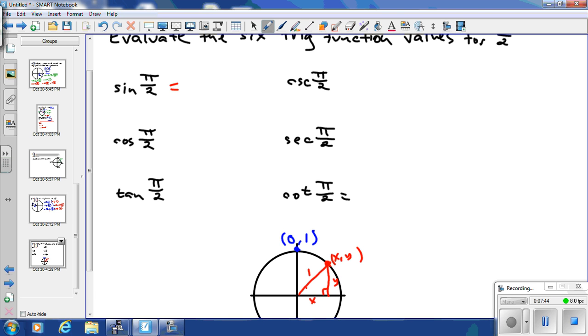So sine of an angle is y over 1, which is y. Cosine is x over 1, which is x. So the sine is just going to be the y value of 1 right here. The cosine is going to be the x coordinate of 0. The tangent is going to be the y over the x, or the sine over the cosine, which in this case is undefined.